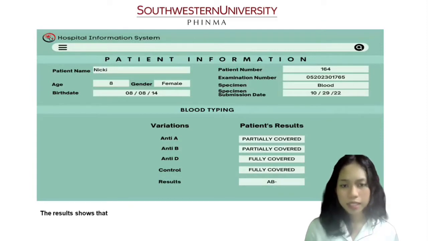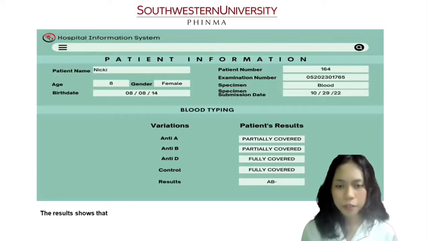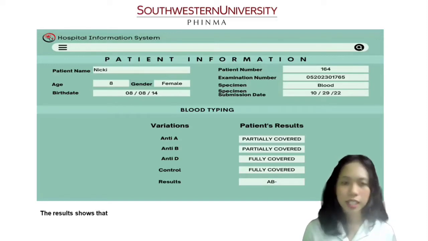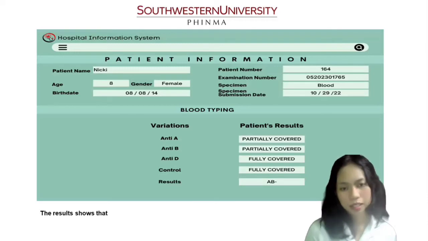The blood typing test results revealed that anti-A and anti-B were only partially covered, whereas anti-D and control were completely covered. Based on this information, the patient has a blood type AB negative.